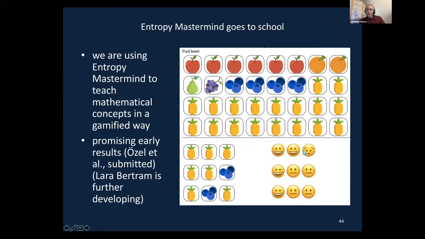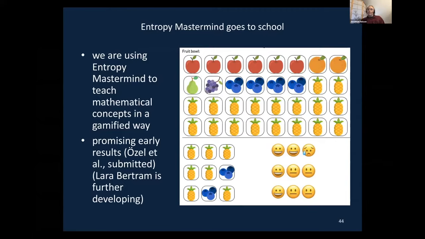And we want to know if we can use this kind of game to teach mathematical concepts. So for instance, this idea of maximum entropy that Laura mentioned, in a gamified, hopefully intuitive kind of way. We have some early results on this that we think are promising, and Laura Bertram, who will present later, is developing this line of work further.